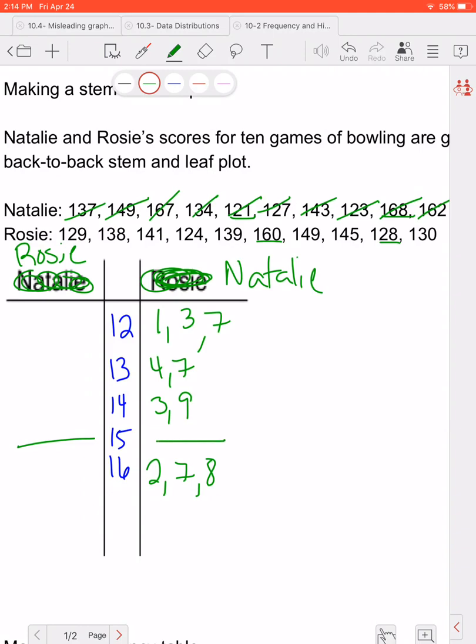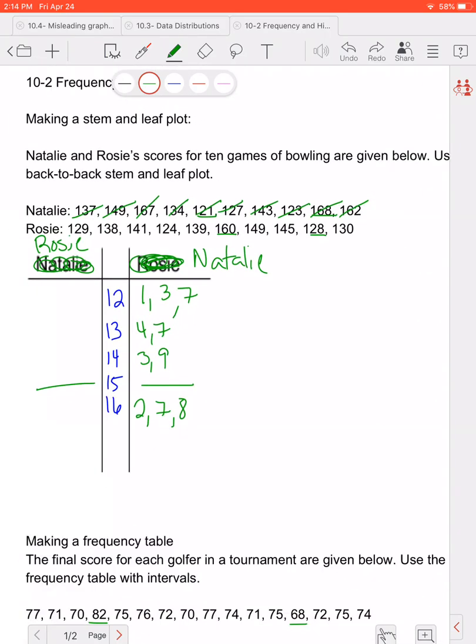Okay, so even if Rosie doesn't have a 150, we're still going to write this 15 here because we should have continuous data going on, okay? We shouldn't just skip a number, because maybe we'll add another score later. So there's nothing in 150 for Natalie.